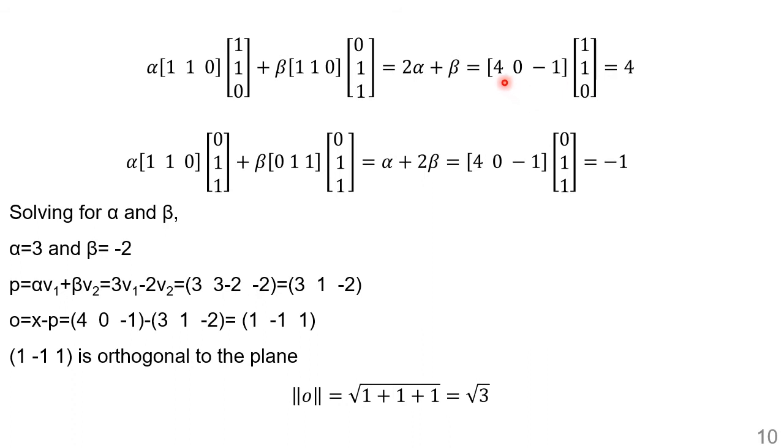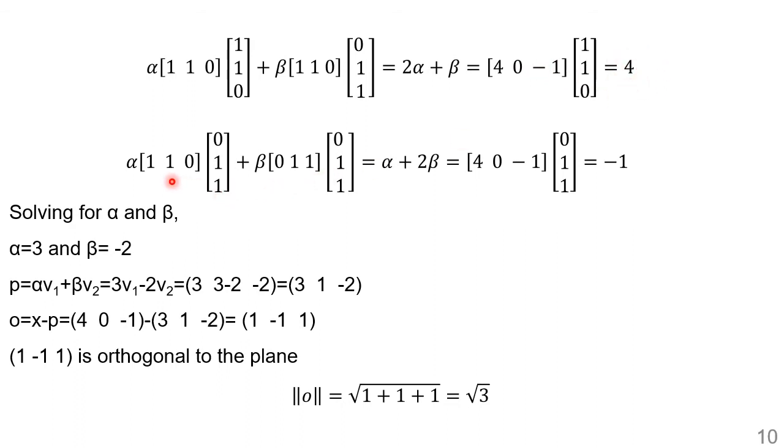So x transpose is given by 4 0 minus 1. It has to be multiplied by v1, 1 1 0. So we get 1 into 4 is 4. 1 into 0 is 0. 0 into minus 1 is 0. So we get this as 4.